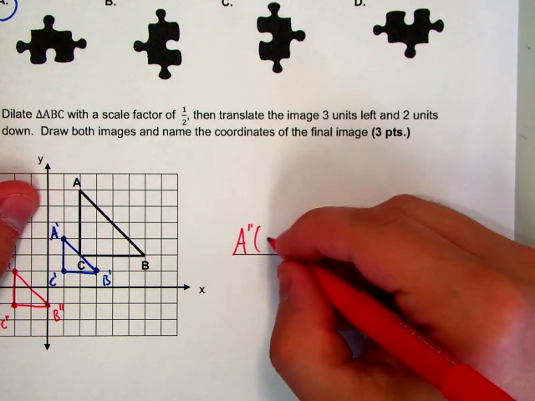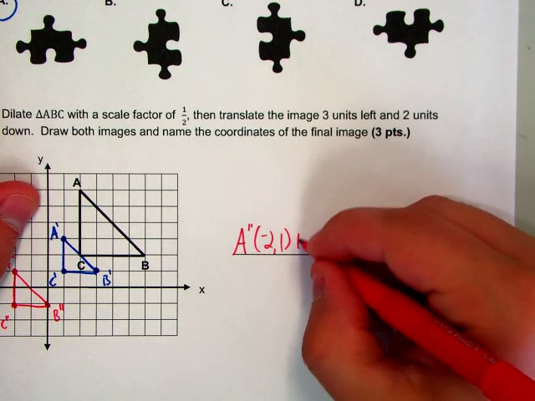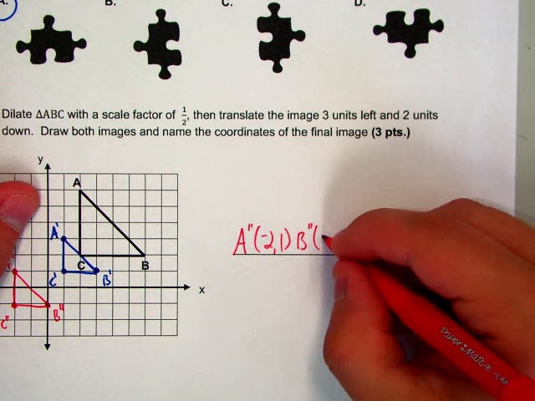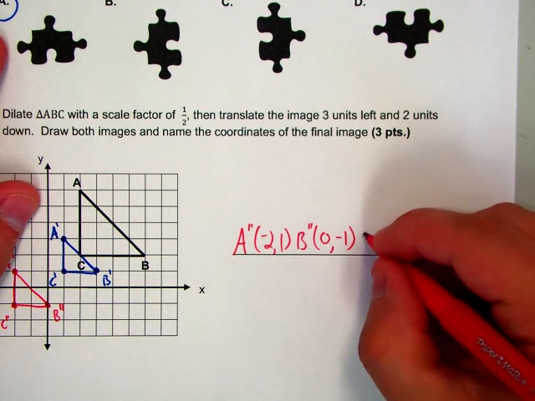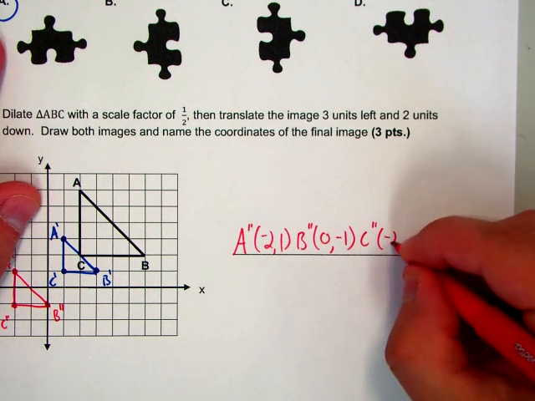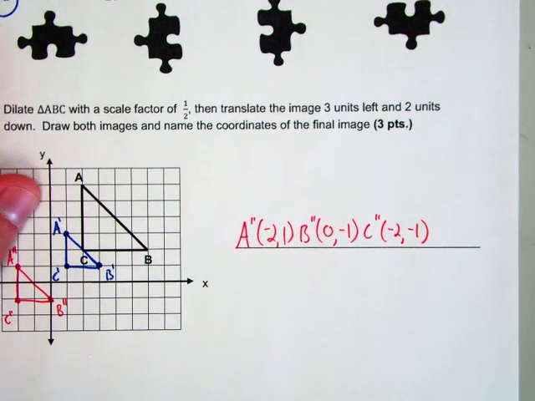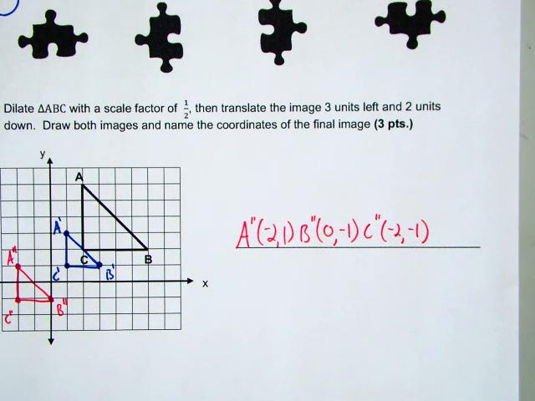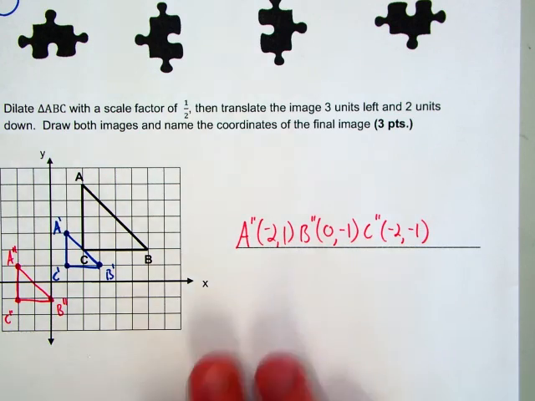So A double prime is at negative 2, 1. B double prime is at 0, negative 1. And C double prime is at negative 2, negative 1. Common mistake we saw here was, again, just doing either the scale factor or the translation. But we need to make sure we do both.